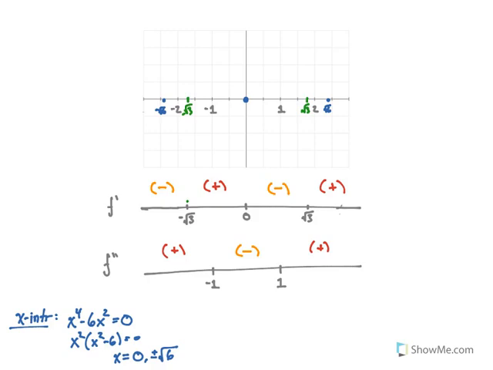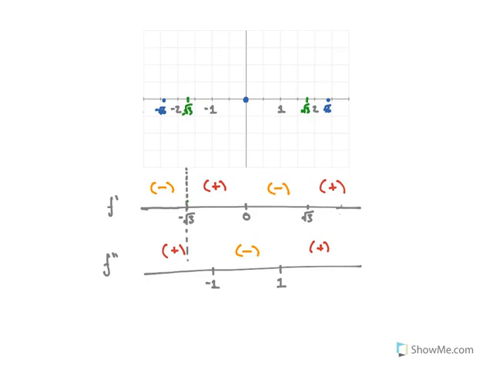So there's a few different regions here. I'm going to erase this X intercept stuff. So on this first region from negative infinity to negative square root of 3, the function is decreasing and concave up. From negative square root of 3 to negative 1, the function is increasing and concave up.